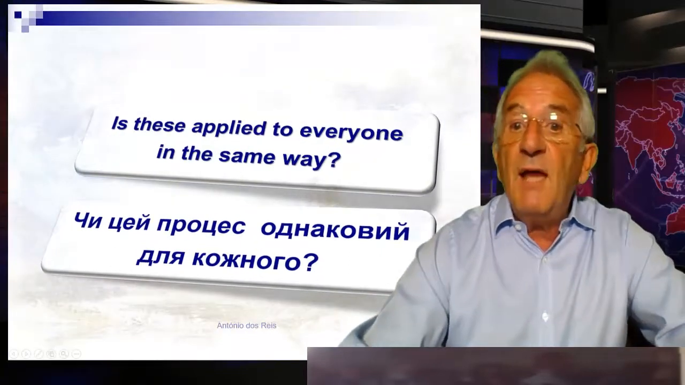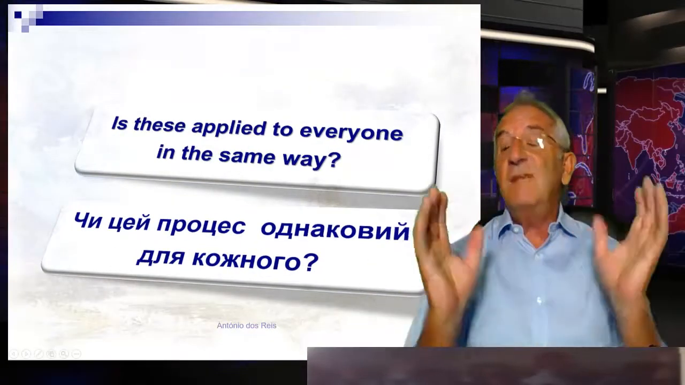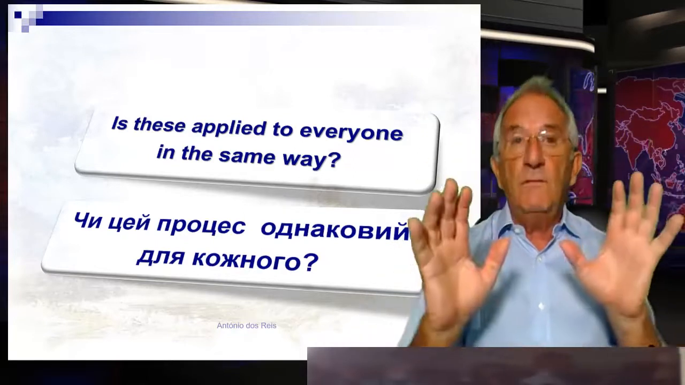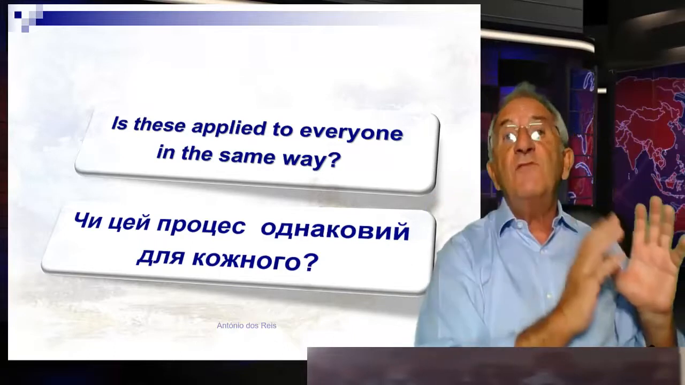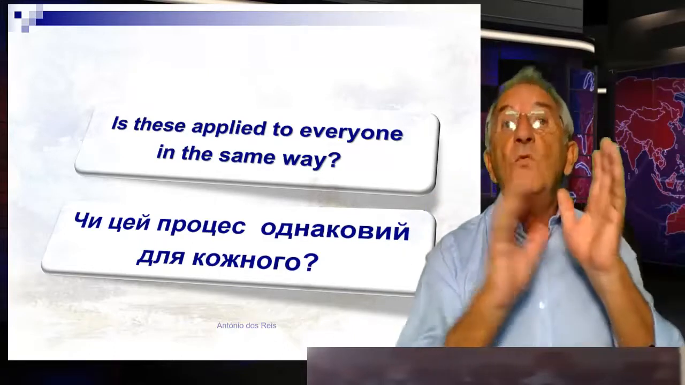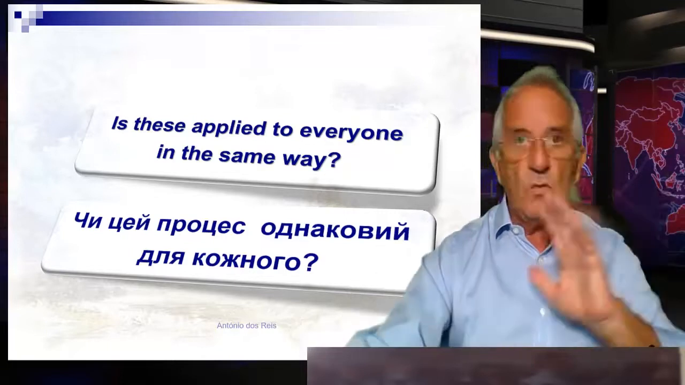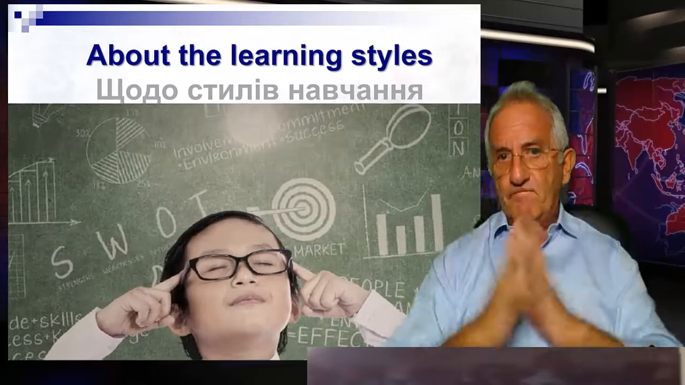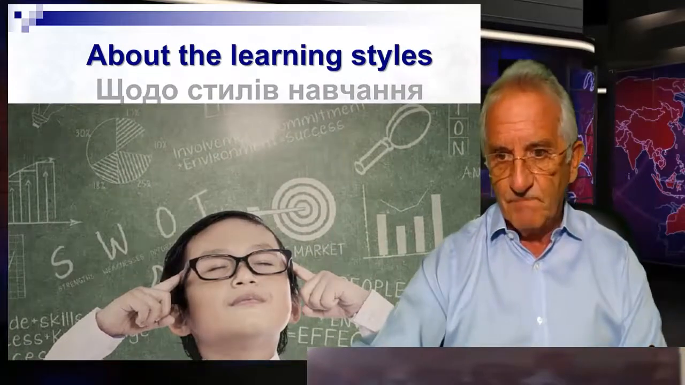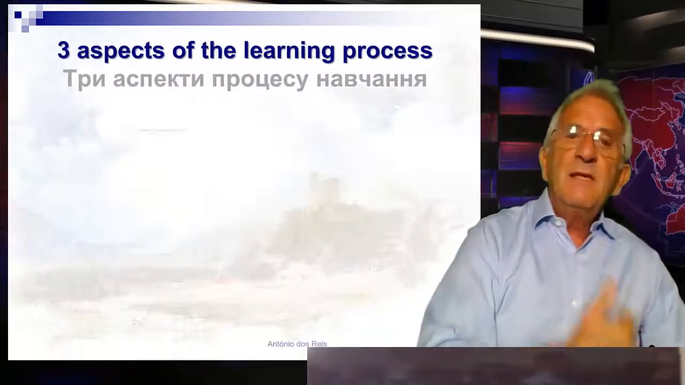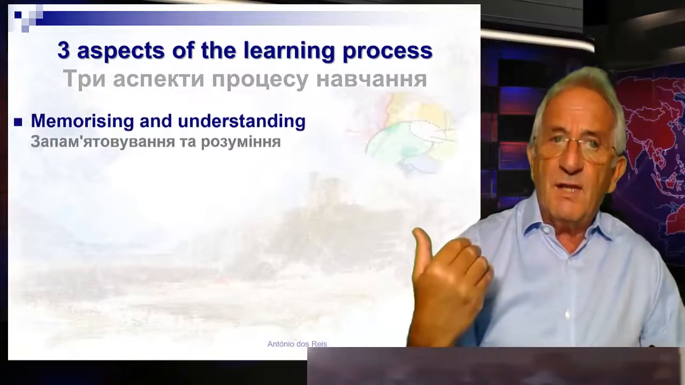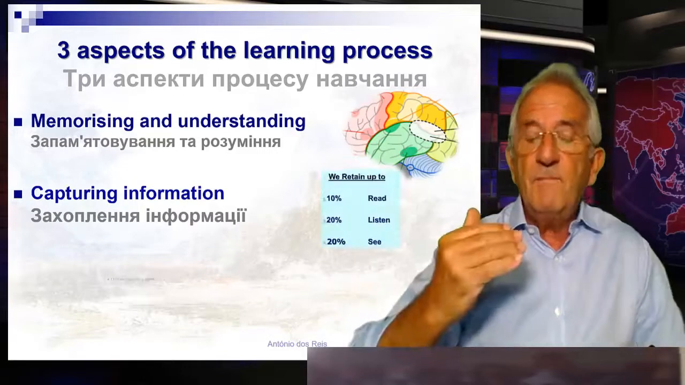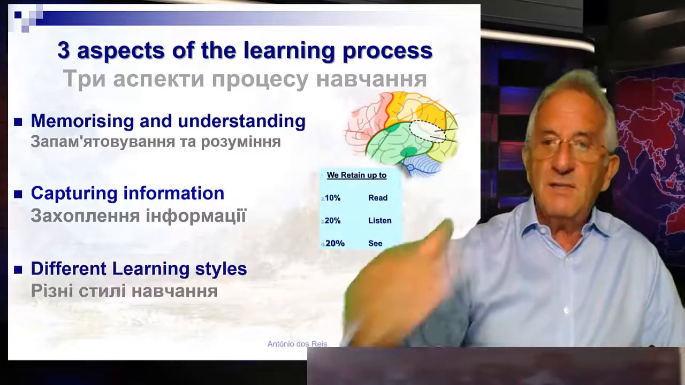Is this applied to everyone in the same way? Are all humans equal? As in the behaviorist period, we believed it. No, we are not. So let's adjust to the learning styles of our students. These are 3 important aspects of the learning process: memorizing and understanding, capturing information, and different learning styles.